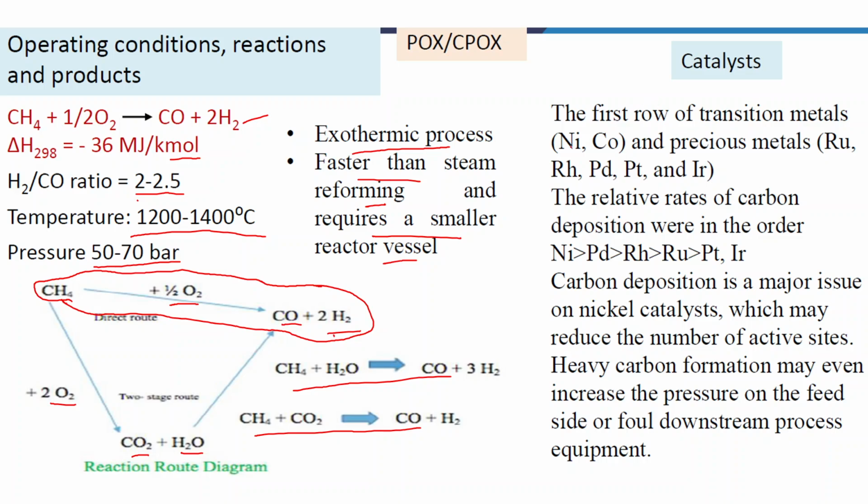And the catalysts used are basically the transition metals nickel and cobalt, and precious metals such as ruthenium, rhodium, palladium, platinum, and iridium. So basically, carbon deposition is a major issue here. What happens is that during this reforming, carbon deposition starts to take place on the catalyst, thus deactivating the catalyst.